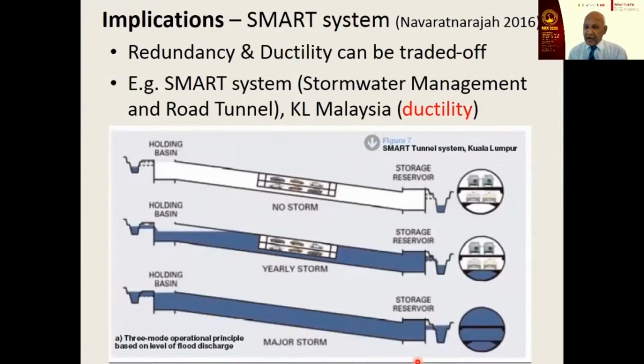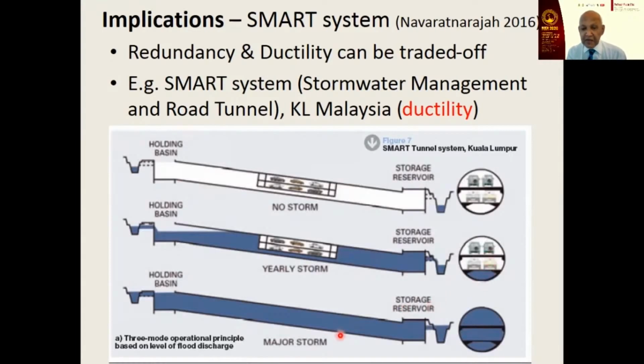Now, this is an example of that spelled out in some infrastructure in Kuala Lumpur. Now, this tunnel that you can see is actually a road tunnel, but it is called a stormwater management and road tunnel, smart tunnel. So when there is no storm, it is only the vehicles that use this tunnel. Occasionally, maybe once a year during the rainy period, you have some heavy rainwater that has to be conveyed, and that can be conveyed in this drain that is under the roadways like this.